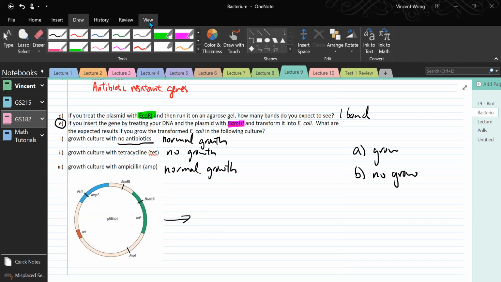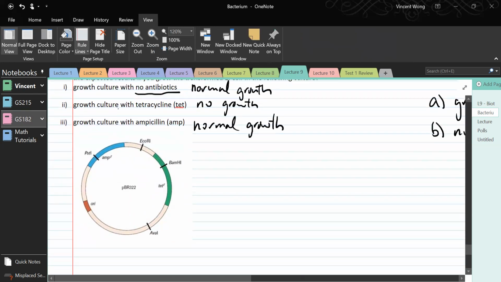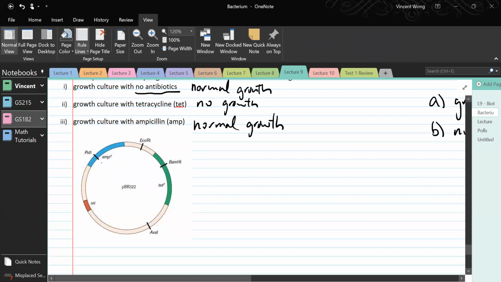Okay. Let's backtrack a little bit. Do you guys all understand what AmpR and TetR mean? Do you know what those mean? No? Okay. You guys know antibiotics, right? Okay. Antibiotics kill bacteria. Okay. So that's the first thing to know. Yeah, antibiotics will kill bacteria.